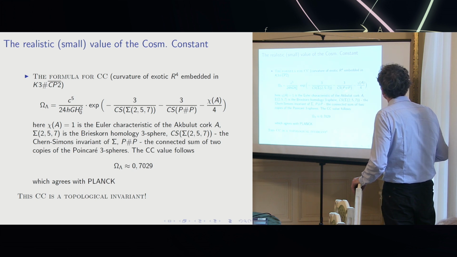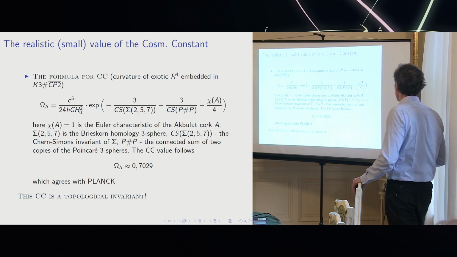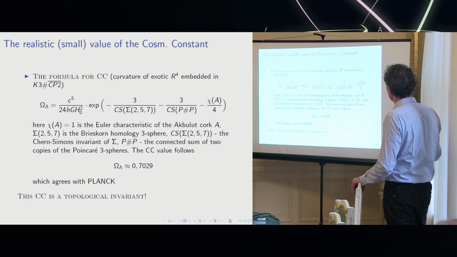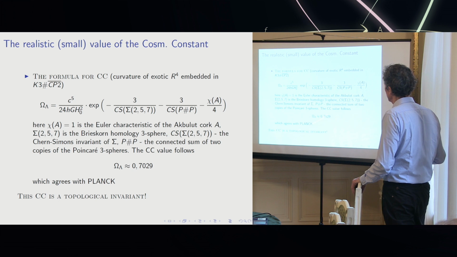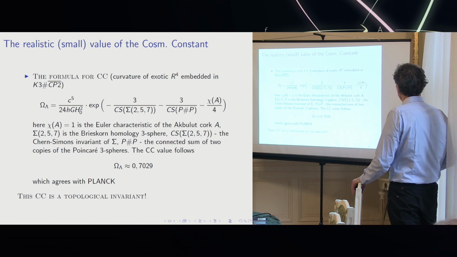And P plus 2 is a connected sum of two Poincare spheres, and the Chern-Simons invariant of this, which is here, is the boundary of the E8 part. And so we were able to prove that such an expression really gives rise to a realistic value of the cosmological constant. And this CC is a topological invariant, of course, up to some physical constants, because otherwise we don't have a connection to physics at all.